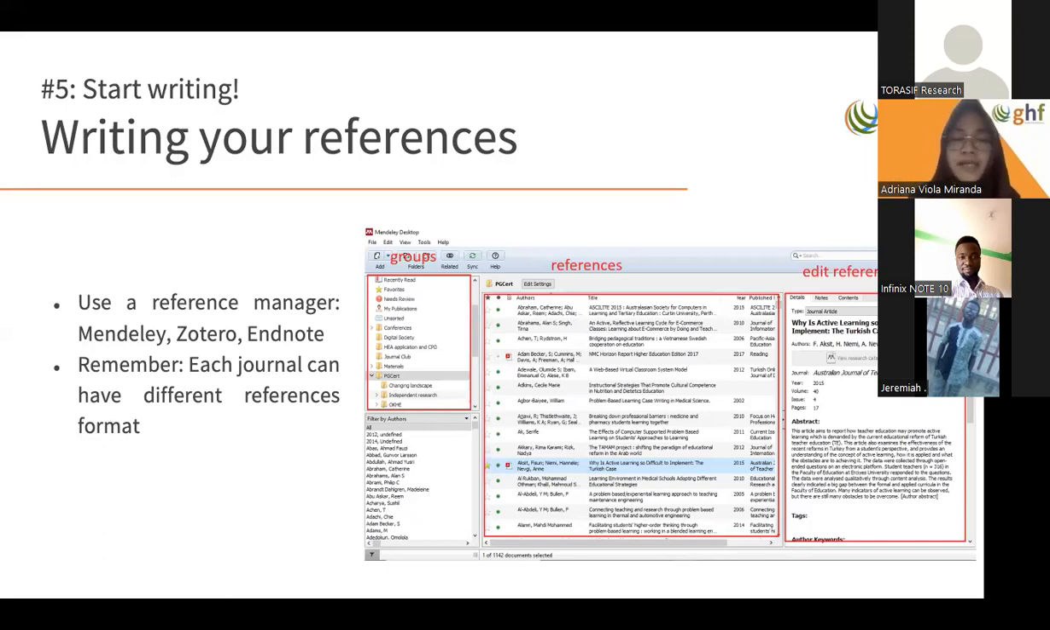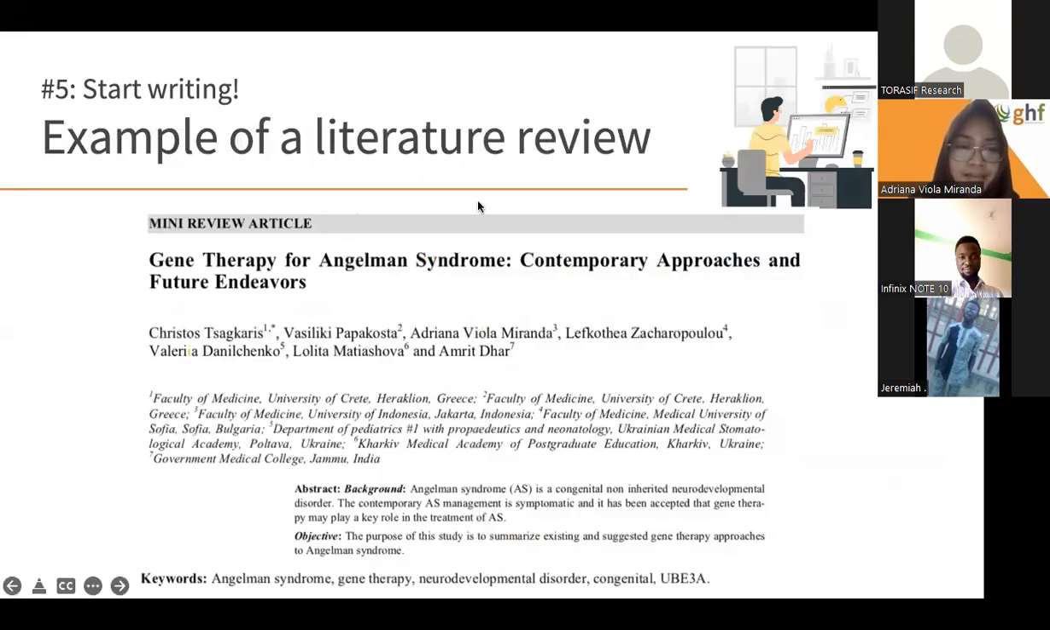Because, for example, if you already made the references in Vancouver, but the journal asks for AMA, you can just change the settings, and then it will give you a different type of format. So always use this. It's pretty life-changing, I think, in terms of research. So not only for literature review, but also for original research. It's always handy. And lastly, this is the example of a literature review that I made with my friends.